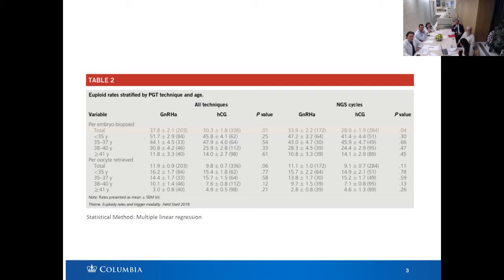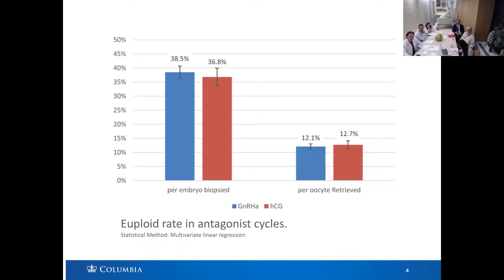The NGS subgroup findings are also depicted in figure 1. On the left of this figure are the two columns showing percent euploidy per embryo biopsied, at a similar level in both the GnRH agonist and HCG groups of about 37%. And then on the right of this figure, the two columns show euploidy rate per oocyte retrieved, again the same across both groups. Yet again, this group found no difference in euploidy rates when controlling for confounders, and then looking at euploidy rates per oocyte retrieved and stratifying by age.